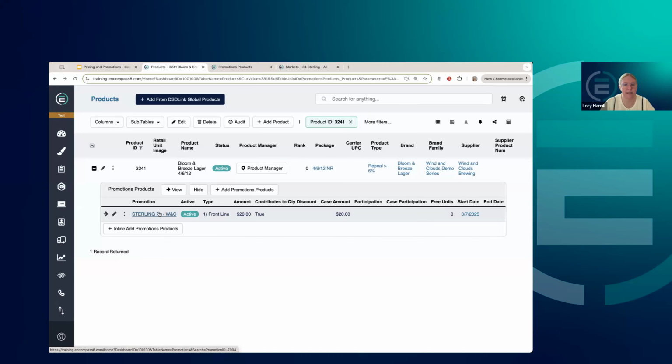Because 2 Sterling frontlines now exist with that name, what would make the most sense is if I had added the date here into this frontline, indicating that it was the March frontline for Wind and Clouds.